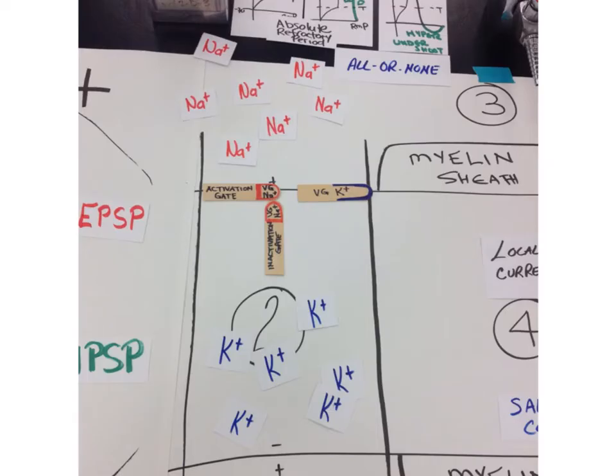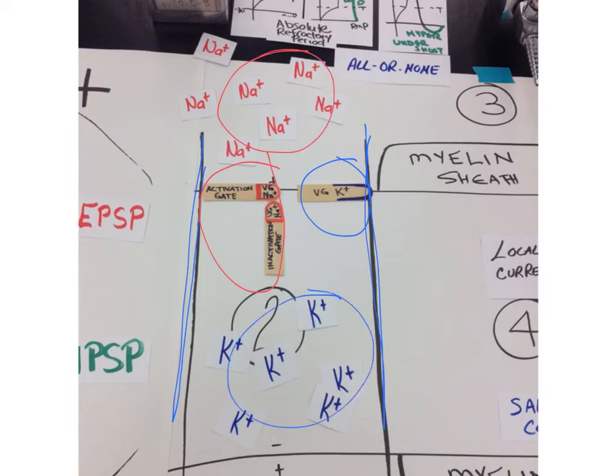These graded responses then travel to the area of the neuron known as the trigger zone, or right here, the axon hillock. At this point, there's a high concentration of voltage-gated channels, in particular the voltage-gated sodium channel and the voltage-gated potassium channel. Remembering the concentration gradient for these two ions, sodium is going to be higher on the outside of the cell and potassium is going to be higher on the inside of the cell.